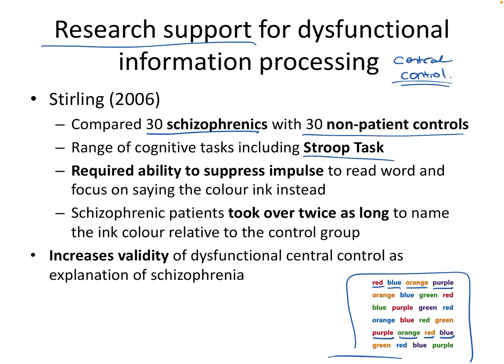And they found that schizophrenics took twice as long to name the ink colour relative to the control group. They found it really hard to suppress the impulse to read the word and instead focus on the deliberate action of the ink that the word was written in. So they took twice as long to complete this task because of the dysfunction to central control. And this obviously therefore provides evidence and increases the validity of dysfunctional central control as an explanation of schizophrenia.